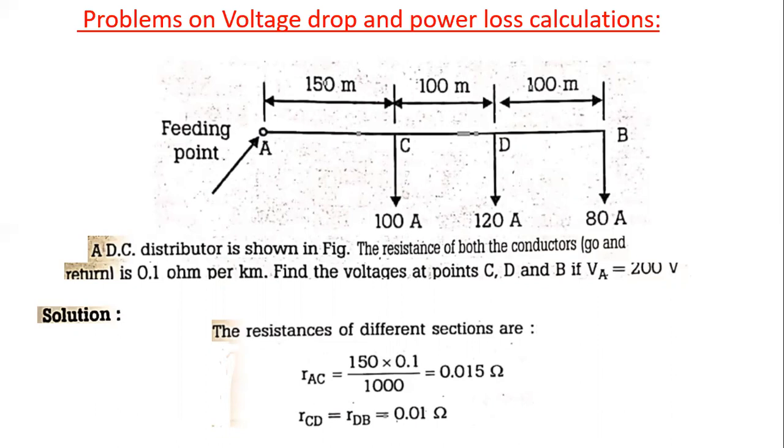In the last class, we already solved the problem related to the AC distribution system fed at one end and also the ring main distribution systems. For each and every problem, first we calculate the voltage drops and the power losses in each and every section. Then we calculate the total voltage drops and the total power losses in the system easily.